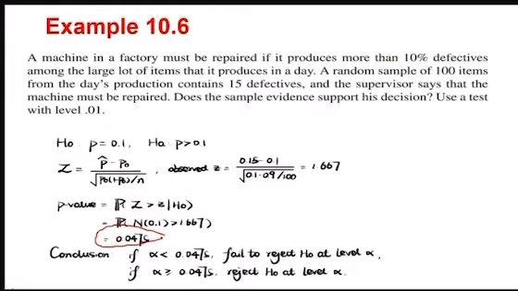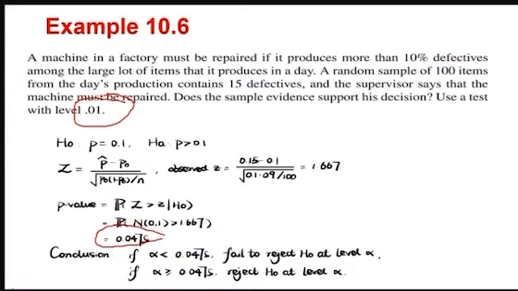0.0475. Now the level of significance given here is 0.01, and the only condition to reject the null hypothesis is when the p-value is less than that. But 0.0475 is greater than that, so we are going to fail to reject the null hypothesis.